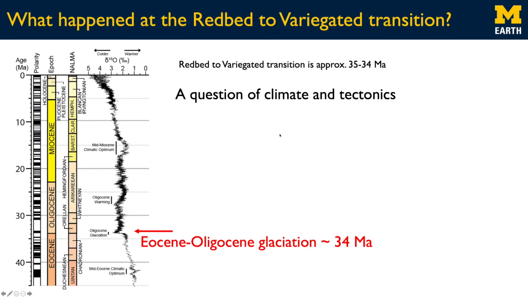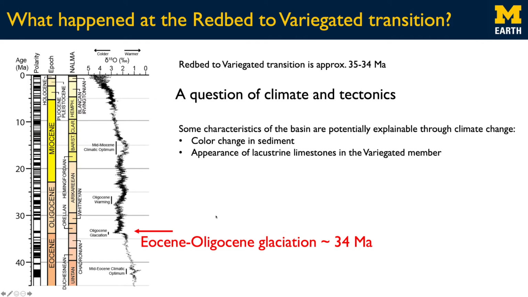And so, putting all of this together, this takes us to a question of climate and tectonics. What happened across this red bed to variegated transition around 35 to 34 MA? And of course, that aligns really well with the Eocene-Oligocene glaciation event at 34 MA. And so we can't exclude the potential influence of a really dramatic climate change at this interval.